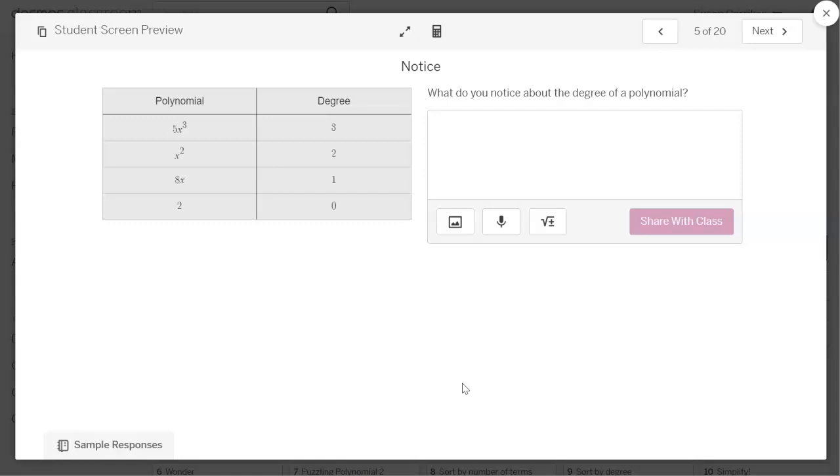The degrees, when you have mixed variables, has been left out of this list. If you want to include that, you could maybe add something extra to this slide, but I didn't include it because in Algebra 1 we rarely have mixed variable polynomials, so I did not include that.